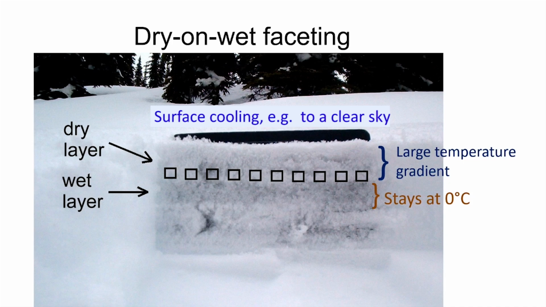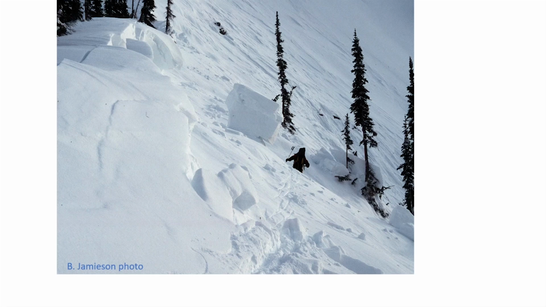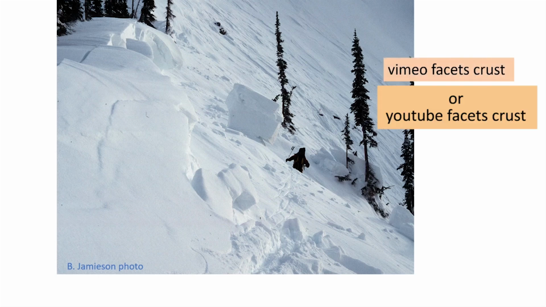A weak layer of facets on a crust can release hard-to-forecast avalanches, sometimes for months. In November 1996, this process of dry-on-wet faceting created a weak layer throughout much of Western Canada. This photo shows one of the many avalanches that released on the facet-crust combination during the winter. You can search the web for Vimeo facets crust for a video with more on dry-on-wet faceting and the winter of large avalanches that released on a layer of facets.